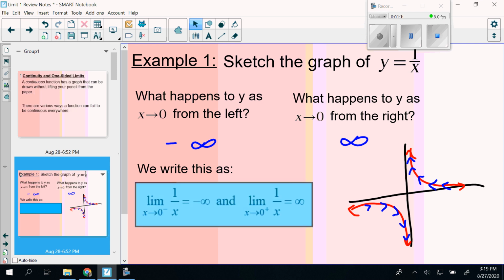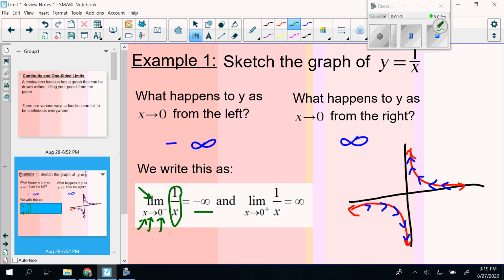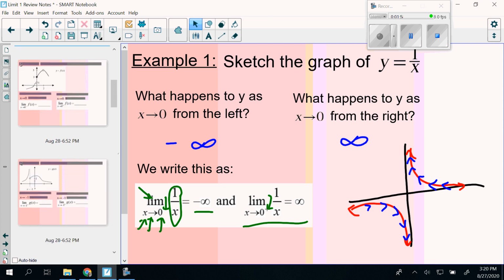The way we write that in math is with this notation that says the limit, LIM, the limit as x, this arrow here means approaches 0, of the function 1 over x is equal to negative infinity. And we saw from the other side that the limit as x approaches 0 from the positive side, that's what this little plus indicates, just as this little negative indicated from the left, equals infinity. Be familiar with that notation as it'll come up as we go through some of this limit stuff.